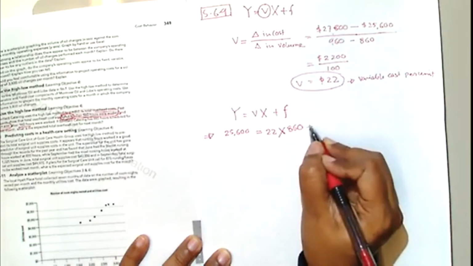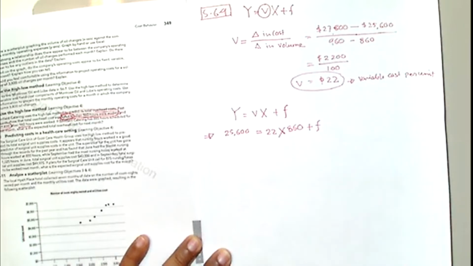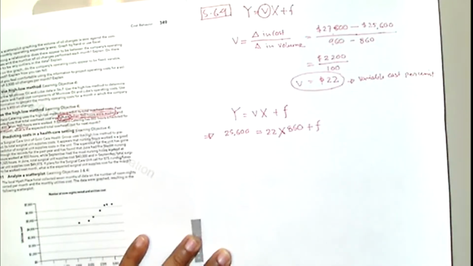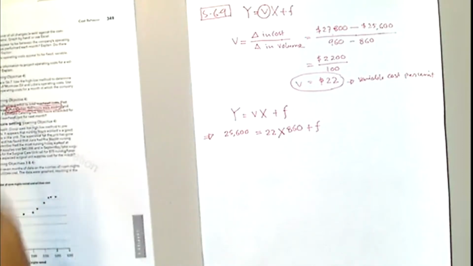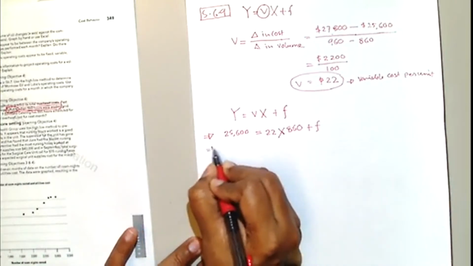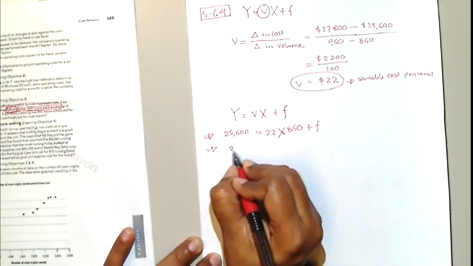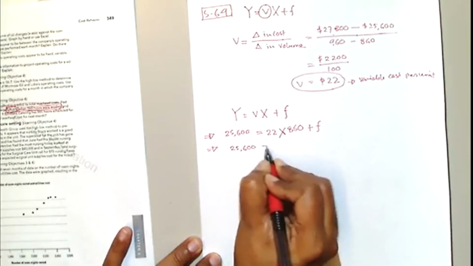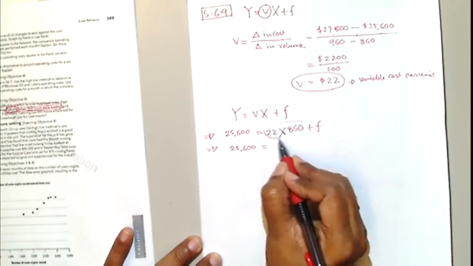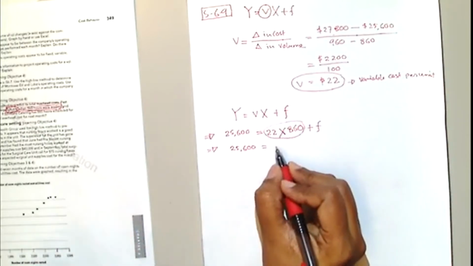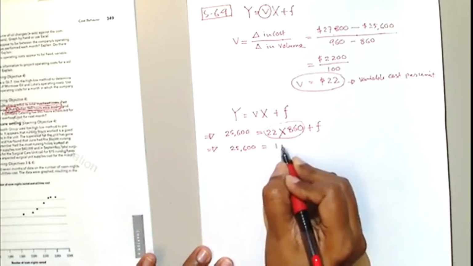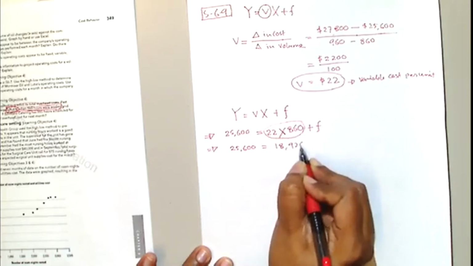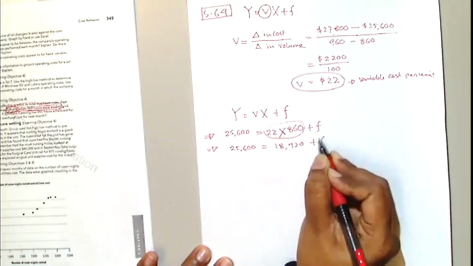Now we actually don't know F. So F is unknown. So that's the little calculation you need to do to solve for F. So how can you do that? If you can remember all that algebra that you did in middle school or high school, you should be fine. So that's 25,600, and if you multiply these two, how much? Can anyone tell me? Yes, Courtney, please. 18,920 plus F. Now we need to solve for F.